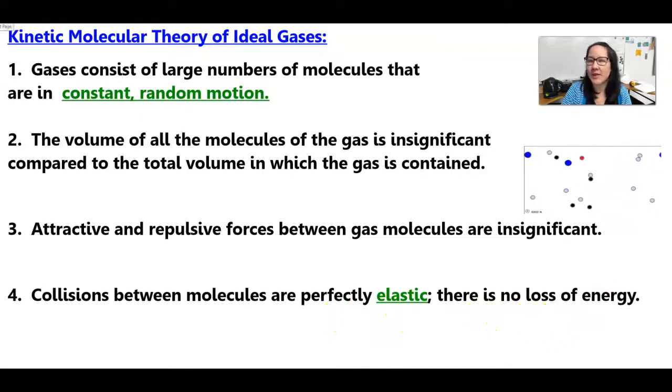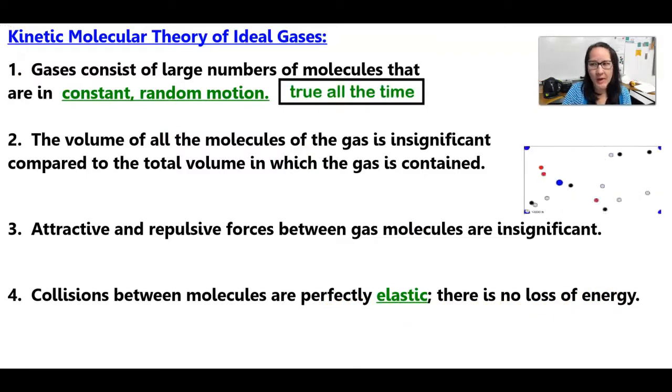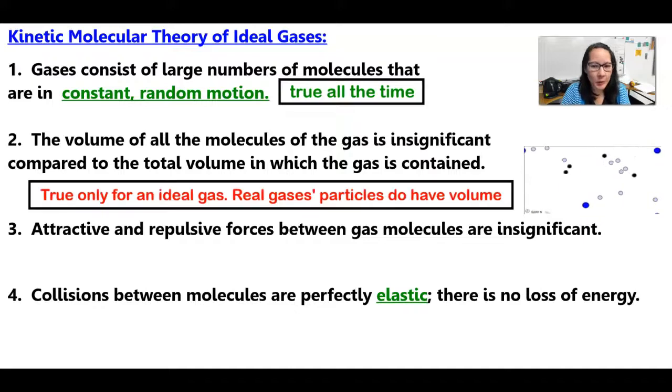So let's break these down a little bit. Number 1 is true all the time for both an ideal gas, gases that behave perfectly, theoretically, the way that we expect them to, and for real gases, real life gases out in the real world. Number 2 is true only for an ideal gas, an imaginary gas that follows all 4 of these assumptions all the time in theory.